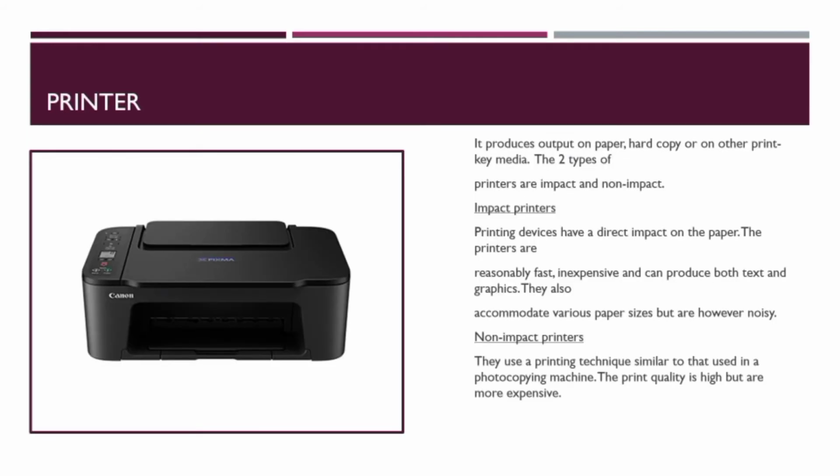Printer. Printers produce output on paper, hard copy, or on other print media. The two types of printer are impact and non-impact printers. Impact printers is a printing device that has a direct impact on the paper. The printers are reasonably fast, inexpensive, and can produce both text and graphics.